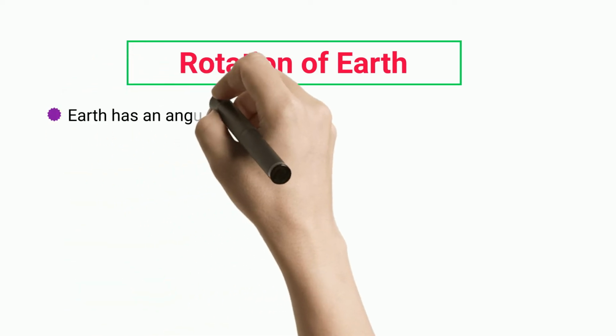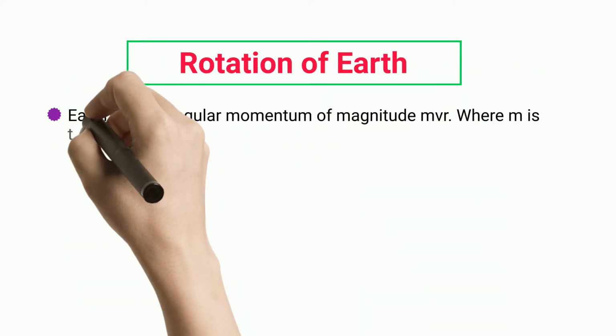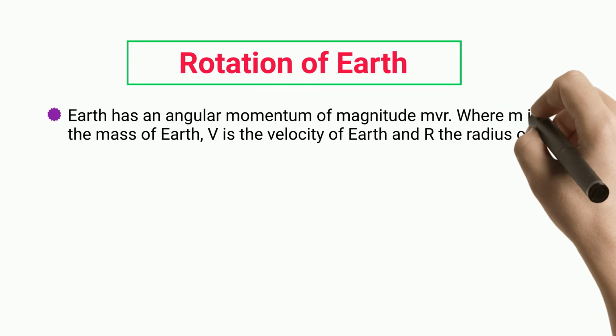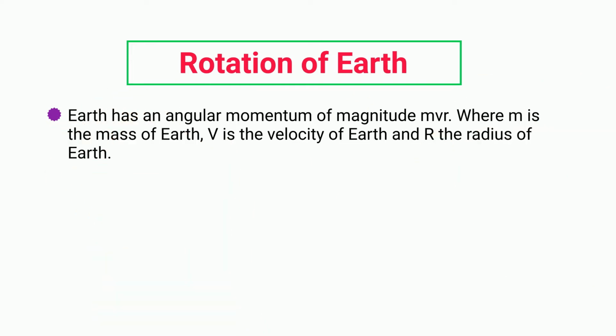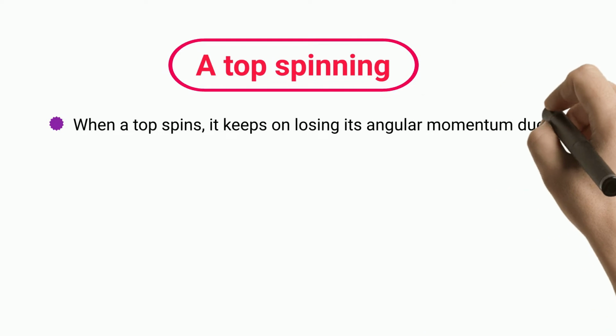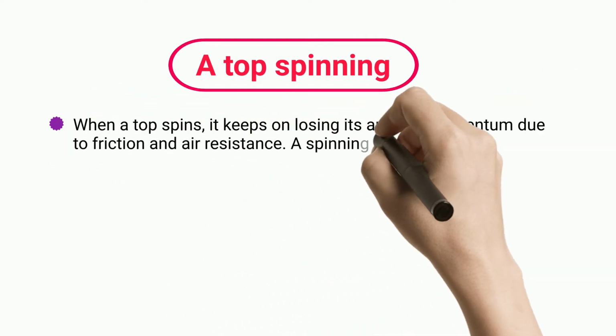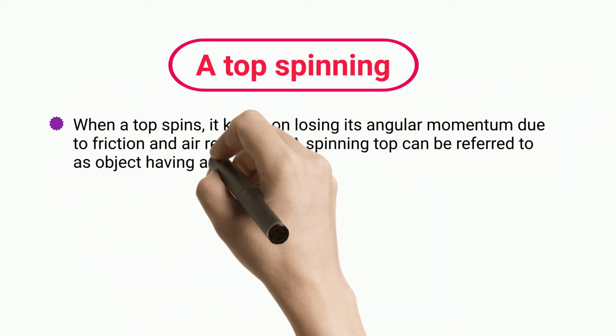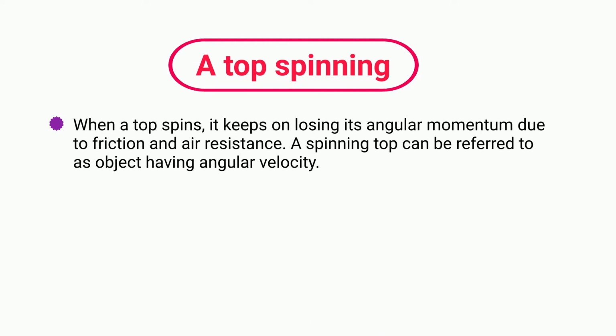Rotation of Earth. Earth has an angular momentum of magnitude mvr, where m is the mass of Earth, v is the velocity of Earth, and r the radius of Earth. A top spinning. When a top spins, it keeps on losing its angular momentum due to friction and air resistance. A spinning top can be referred to as an object having angular velocity.